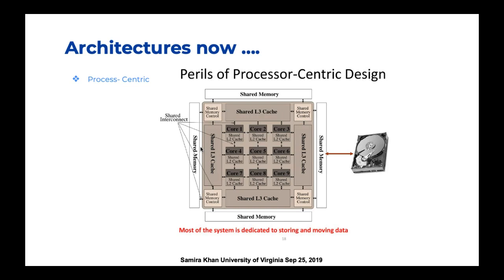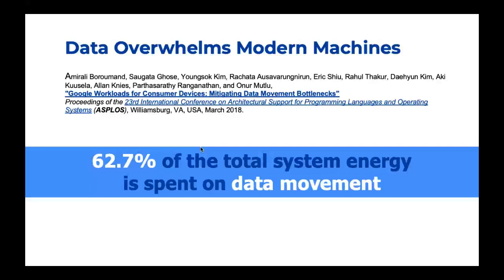This is research that was done upon Google workloads, Google devices. It shows that 62.7 percent of the total system energy of a device is spent on just data movement. We say we have a computation machine, and this device should do computation for us. But we see that most of our energy is spent on data movement.